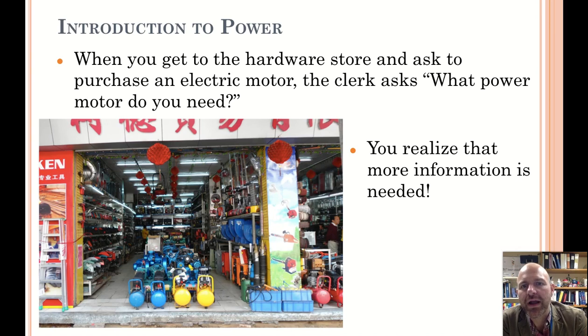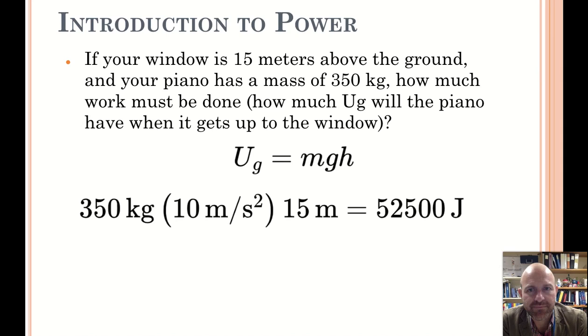You go to the hardware store and you ask to purchase an electric motor, and the clerk asks, "What power motor do you need?" You realize, I need more information. So you think back to this very day in AP Physics from your senior year of high school, where you learned about power. And you start by thinking about the energy or the work required to lift the piano up to your window. You know that the gravitational potential energy would be mgh, so about 52,000 joules of work required.